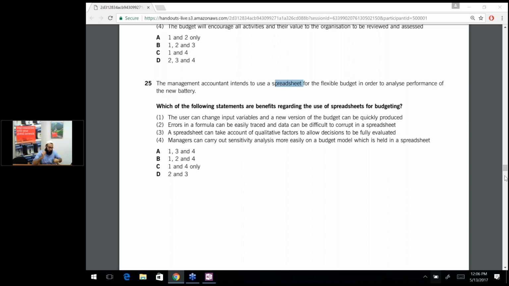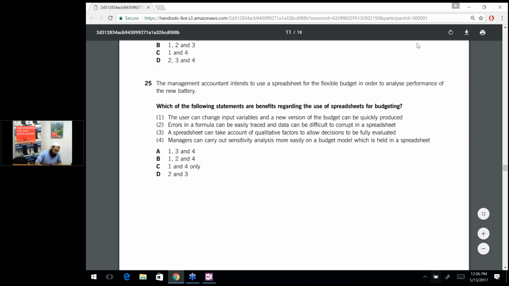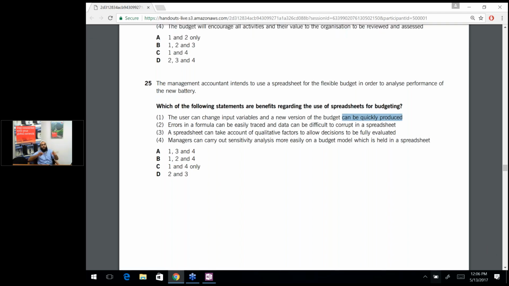Yeah, so you know what Excel is. Now, spreadsheets. What it says: which of the following are the benefits regarding the use of spreadsheets? The user can change input variables and a new version of the budget can be quickly produced. Yes, because if you have worked on a spreadsheet, you just have to change a few things and you can make another budget, because you use formulas in that. Using the formula, it's quite easy. Okay, so statement 1 is correct here.